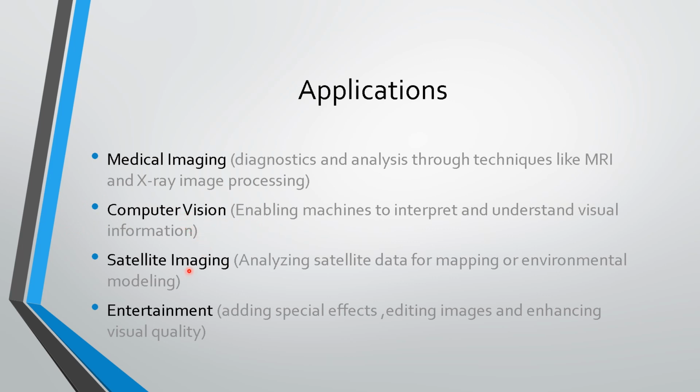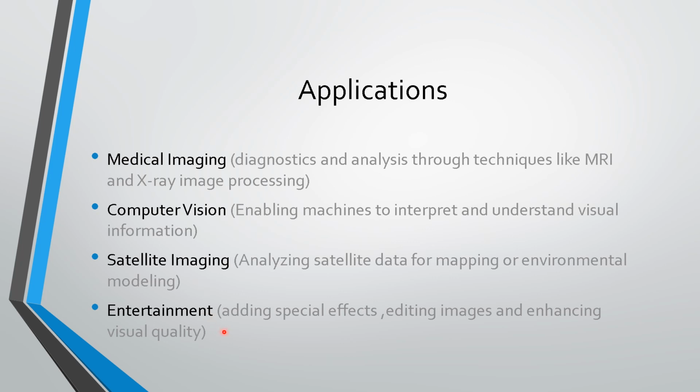Then there is satellite imaging, analyzing the satellite data for mapping and environmental modeling. Like we are now gathering the data about the environment or the weather. So this is all coming from the satellite. The predictions that are made, when is it going to rain, when it is going to be sunny, rainy, cloudy, or hazy or whatever. And we can also predict when the earthquakes are going to come. So these can all be predicted by the recognition of patterns.